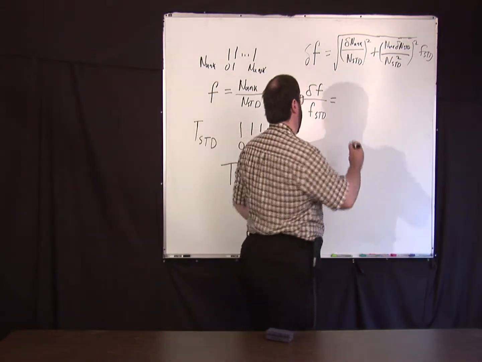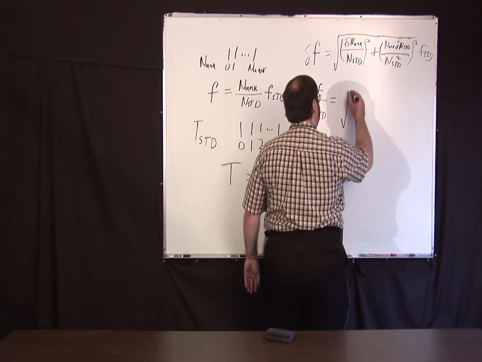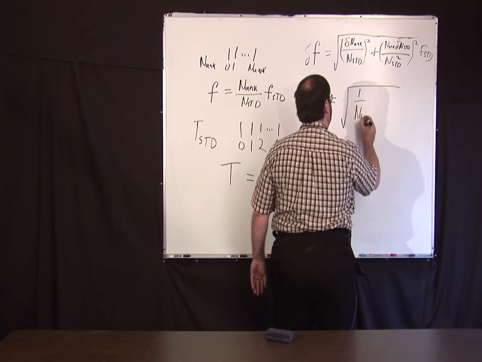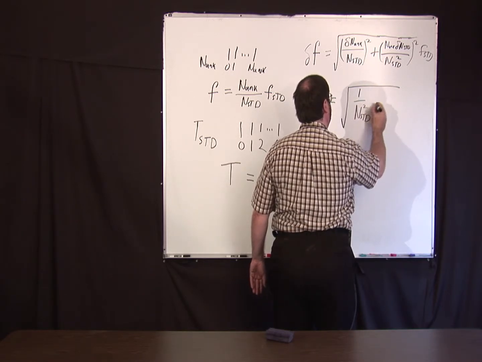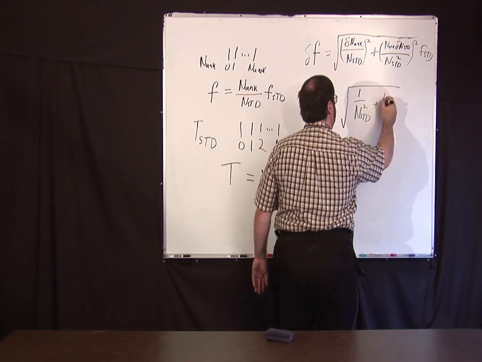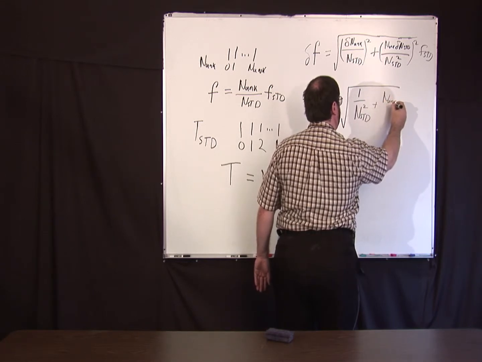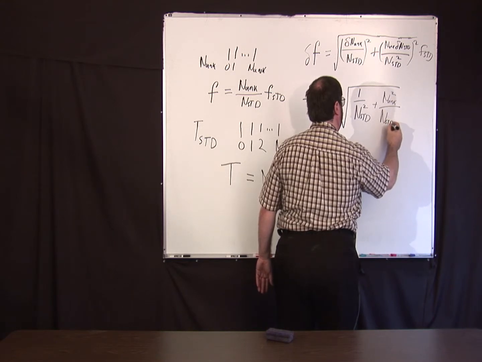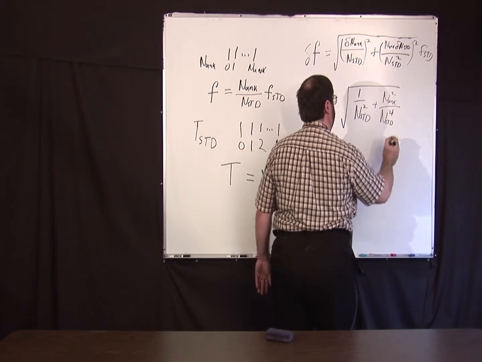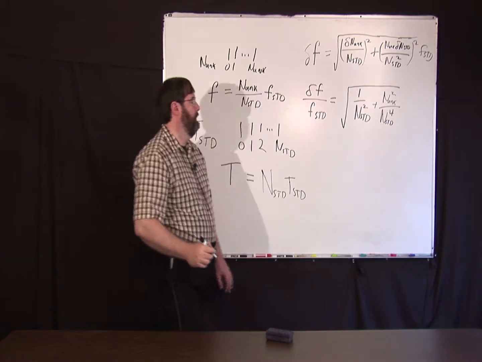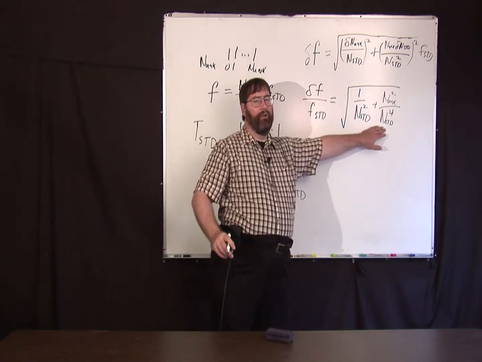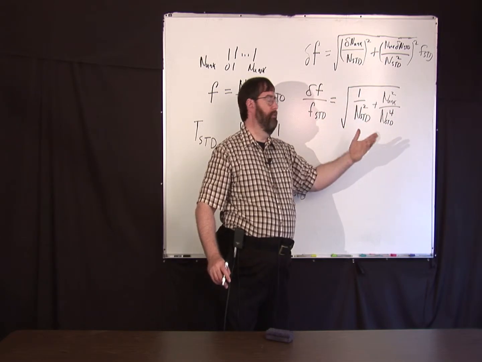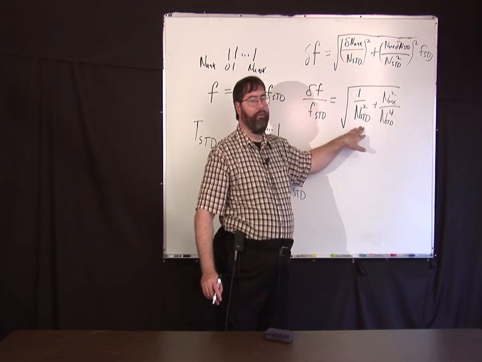So this quantity here is the square root of 1 over n standard squared plus n unknown squared over n standard to the 4th power. Now you might think this is a small term here, but typically you want the frequencies to be close to being the same, so this is about the same order as this term.